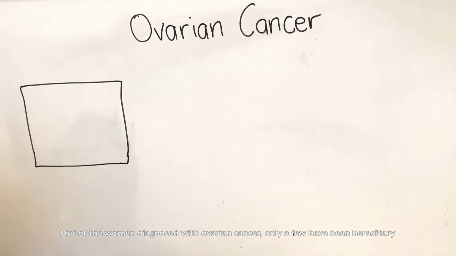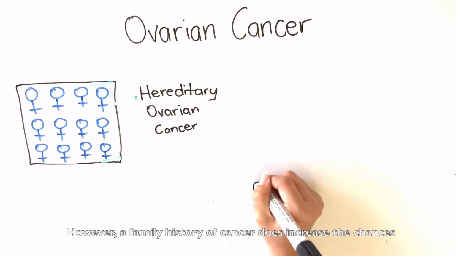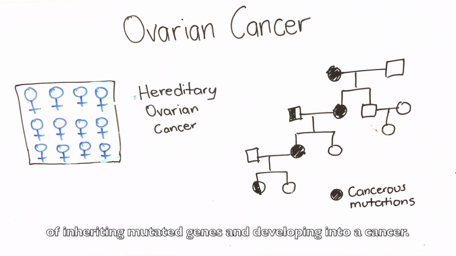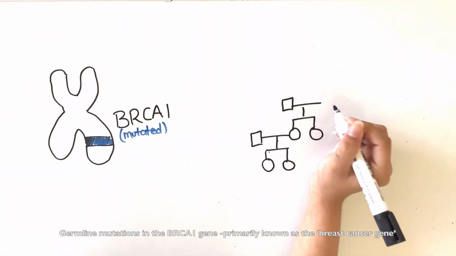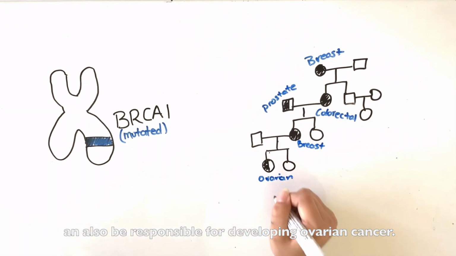Out of the women diagnosed with ovarian cancer, only a few have been hereditary. However, a family history of cancer does increase the chances of inheriting mutated genes and developing a cancer. Germline mutations like the BRCA1 gene, primarily known as the breast cancer gene, can also be responsible for developing ovarian cancer.